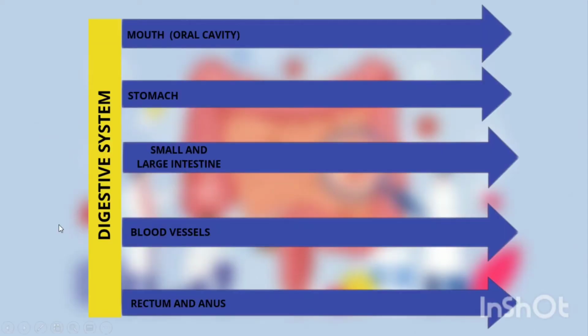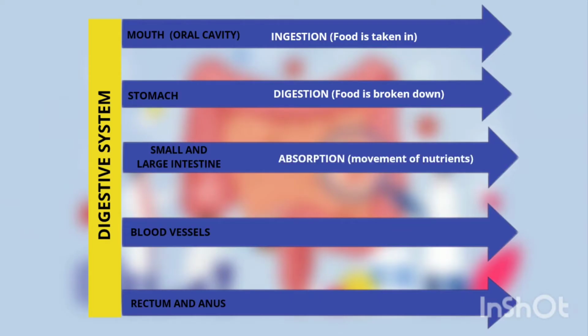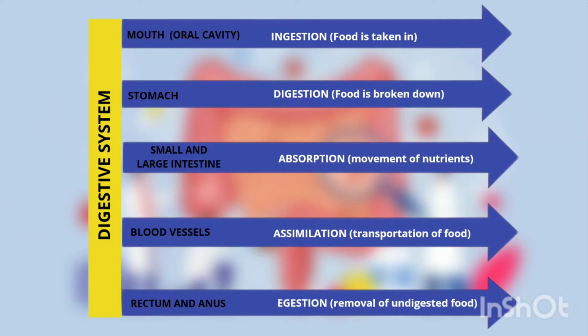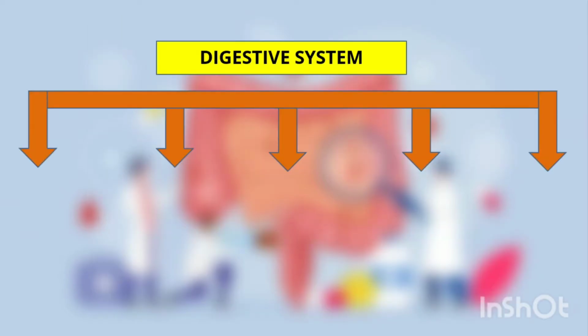First of all, take a look at the diagram. As you can see, it starts with the mouth, where ingestion, or where food is taken in. Food is broken down, or digestion happens, in the stomach. The movement of nutrients, or absorption, takes place in the small and large intestine. The transport of food, or assimilation, is through our blood vessels, and excretion, or the removal of undigested food, is carried out by the rectum and anus.